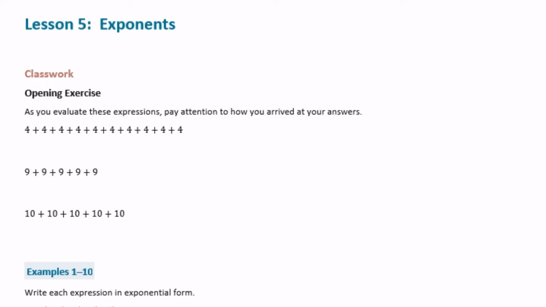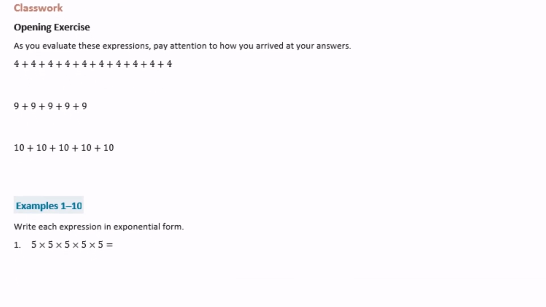6th grade, Module 4, Lesson 5, Classwork, Exponents. As you evaluate these expressions, pay attention to how you arrived at your answers.